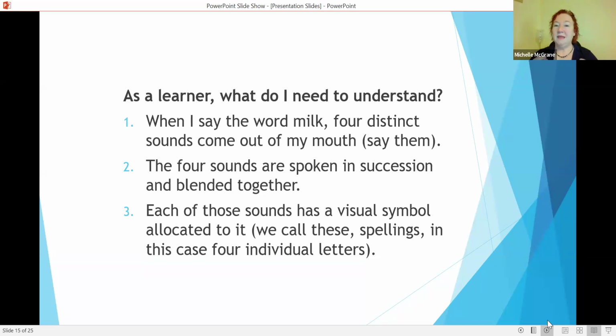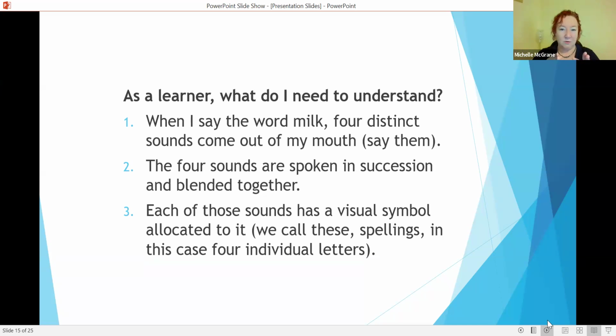I speak them in succession. And when I speak them in succession, I blend them. So I don't say m-i-l-k, I say milk. That's called blending. Because these sounds are blended, by the way, students are not always aware of the separateness of the sounds. So that's something that will have to be explained or taught.